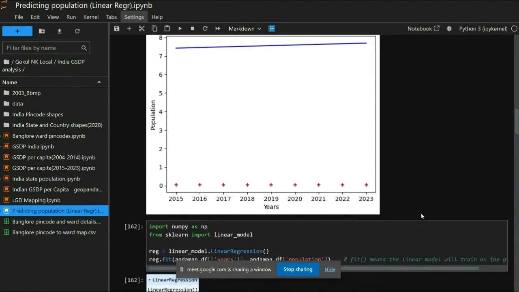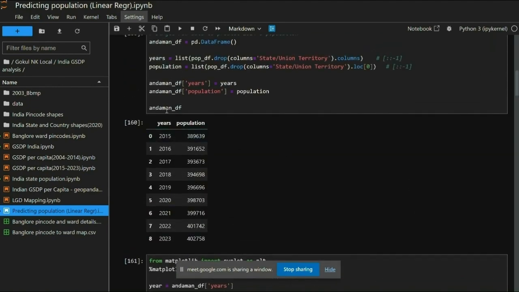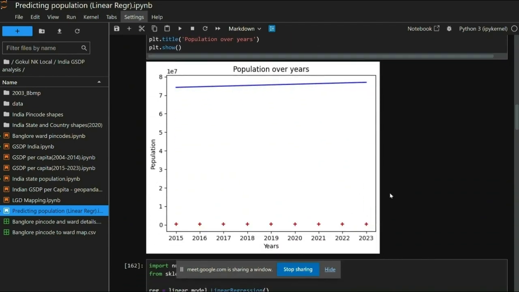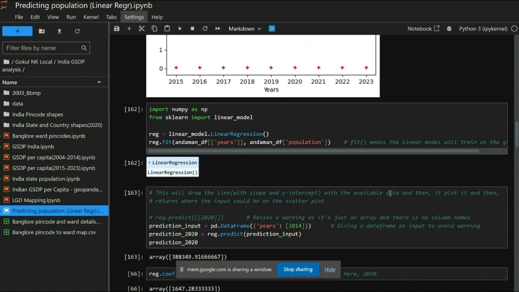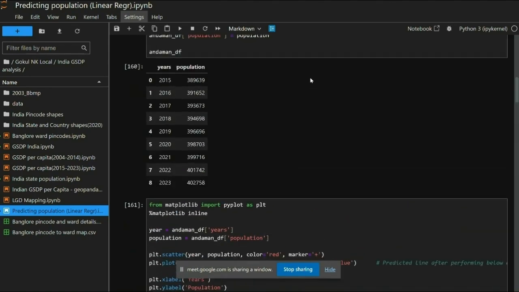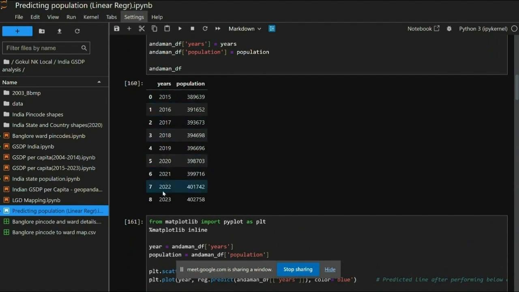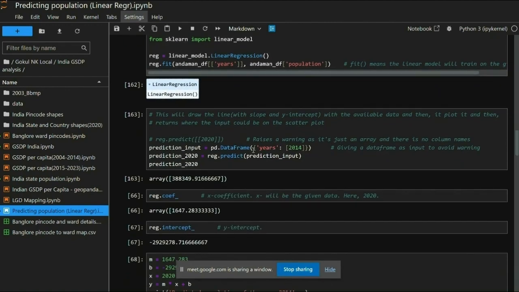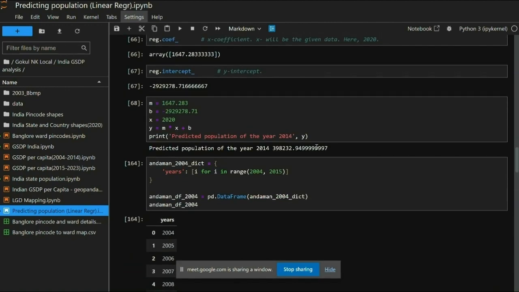What was the basic state plot that you considered here? Andaman, sir. Okay. We have plotted a sample plot for a basic idea and predicted the next column using the linear regression model here from the scikit-learn library. Here we are predicting the data for Andaman with the population data from 2015 to 2023.